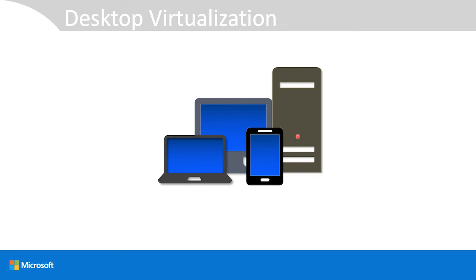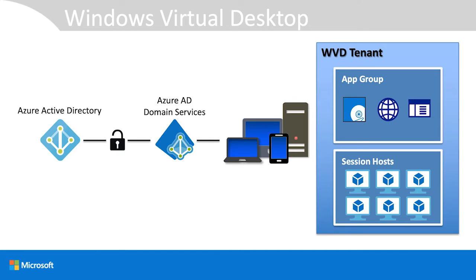Now, it does require a bit of advanced configuration, but once you've got everything configured, the platform is managed entirely by Microsoft. To use Windows Virtual Desktop, you first create a WVD tenant, which is a collection of one or more host pools. And a host pool is a group of one or more VMs called session hosts, and one or more app groups that represent the OSs and applications that users should be able to access. Once you've set that up, you can give users access to the OSs and the apps using Azure Active Directory and Azure AD Domain Services.